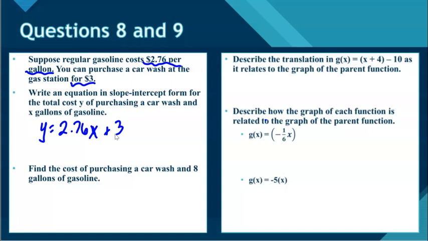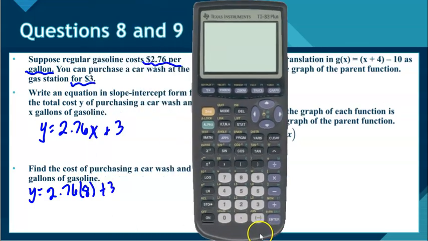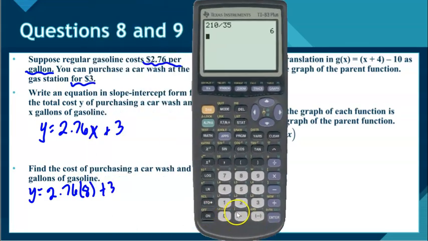And the second part says, find the cost of purchasing a car wash and 8 gallons of gasoline. So x represents the number of gallons. So I would put 8 in for x. So 2.76 times 8 plus 3. And we'll grab our calculator again and plug everything in here. So we have 2.76 times 8 plus 3. That's going to give us a total of $25.08.